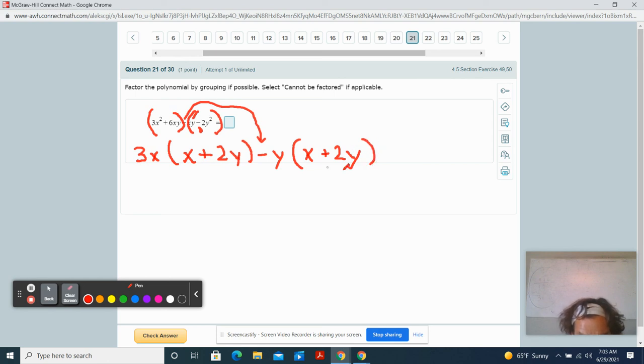And that's really what you want to happen. Remember, we want to have these two terms to be the same. Those are the same, x plus 2y, x plus 2y. Distribute this negative y to each of these terms, and you'll get negative xy, and you'll get negative 2y squared. Okay? So then we can do the last step. Take out the common factor, x plus 2y, and then write your binomial, 3x minus y.